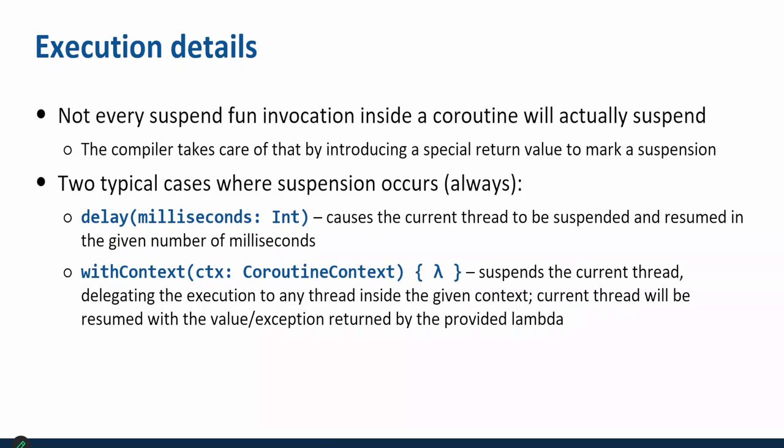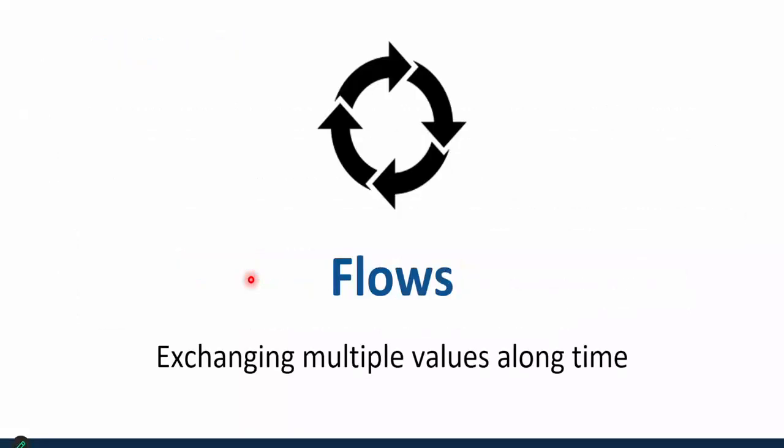Okay, let's take a 5 minute break because we will now join the, let's say, continuous part about flows, which is the next big argument connected to coroutine execution. So let's say 5 minutes.